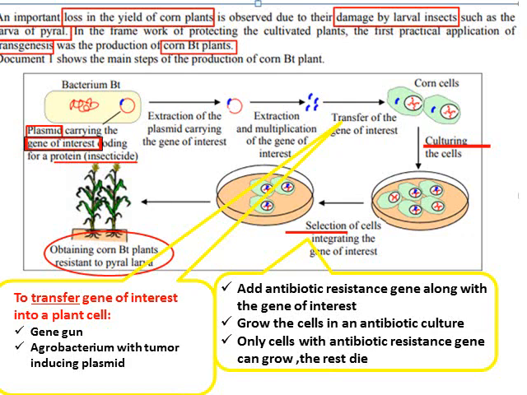So we will end up growing only the cells that contain the gene of interest, or we can say the transgenic cells. Of course, this culture medium is going to contain nutritive material and plant hormones to allow growth of the plant cells. So we will end up having corn Bt plants that are resistant to the pyrale larva.